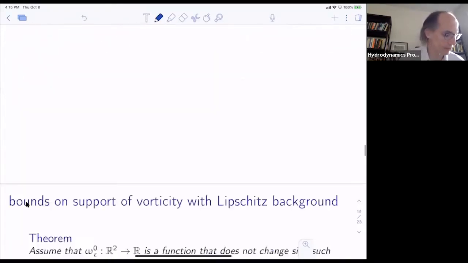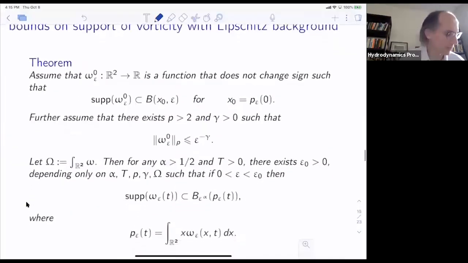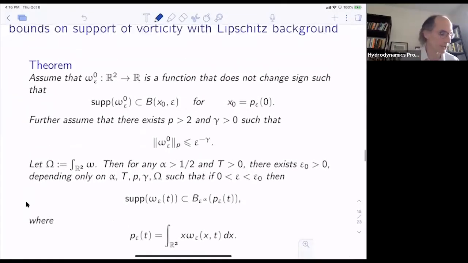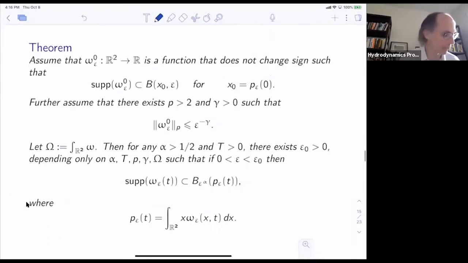Okay, so then let's see if we can. I guess I gave myself too much room for this. So okay, finally here's the theorem. Bounds on the support, and I'm just restating this from before. Bounds on the support of vorticity if we have a Lipschitz background. And so same PDE, Euler equations where the velocity u is replaced by u plus f. F is Lipschitz with Lipschitz constant L. And our assumption is that the initial vorticity is contained in a ball of radius epsilon around some point x naught, which we'll set equal to the initial center of vorticity.